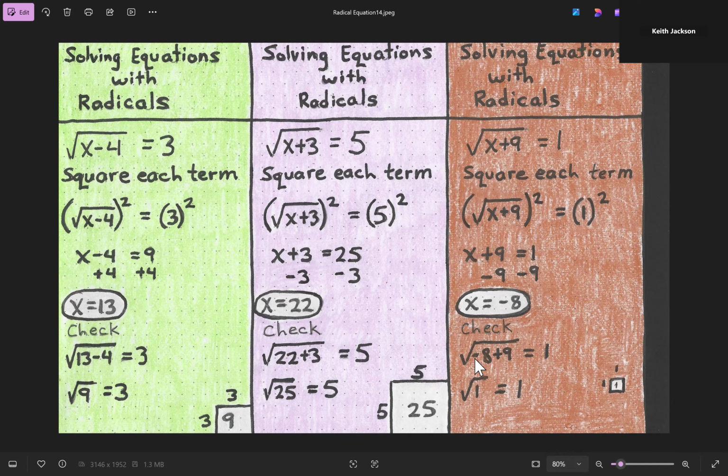And so when we plug in negative 8 where x should be, we know that negative 8 plus 9 is really the same as saying 9 minus 8, which will give us 1. And we know that the square root of 1 is equal to 1, y'all.